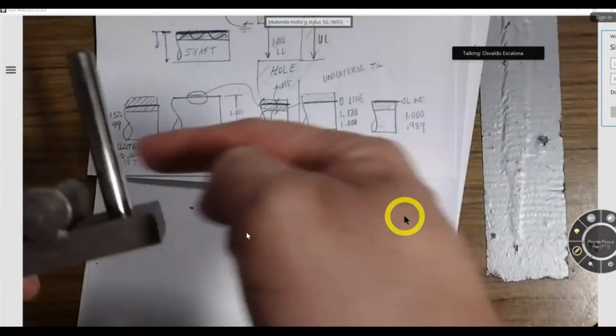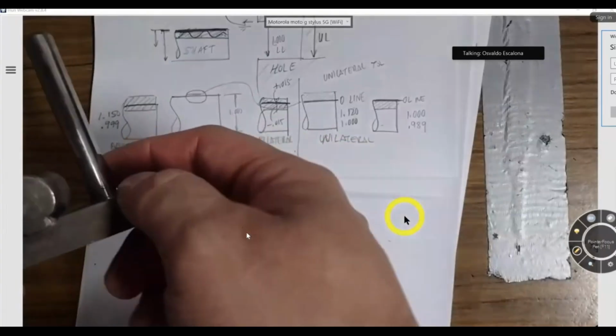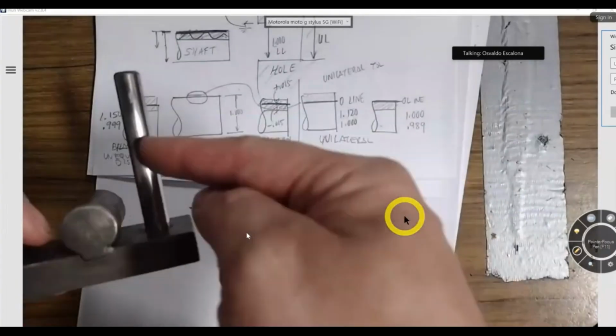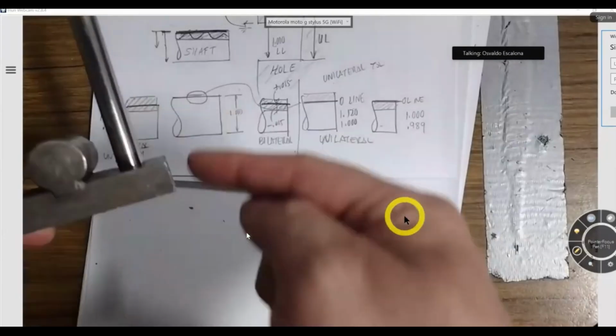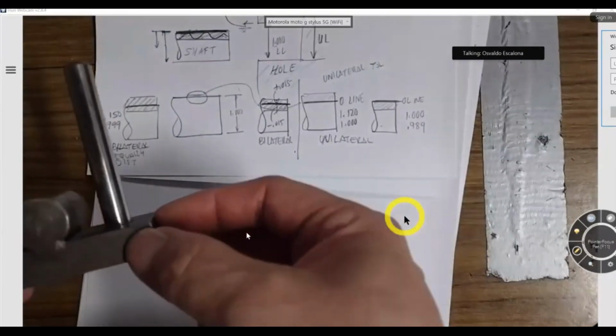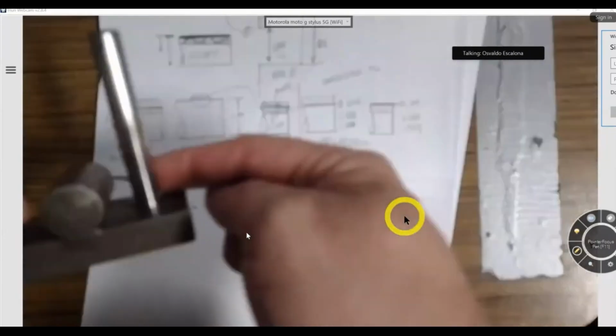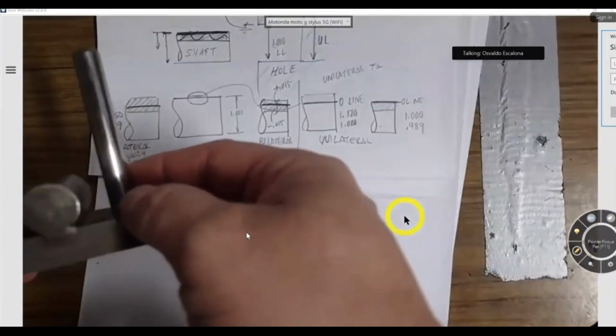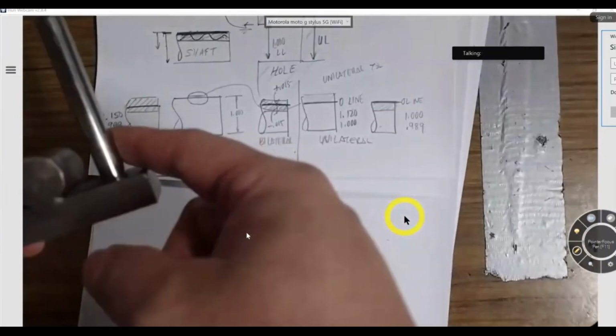This fit right here is what we call an interference fit. That means that in order for me to grab the pin and insert it into there, I have to mess with temperatures. This pin is so fused and it's as strong as, well, if not stronger. How do I make this happen?